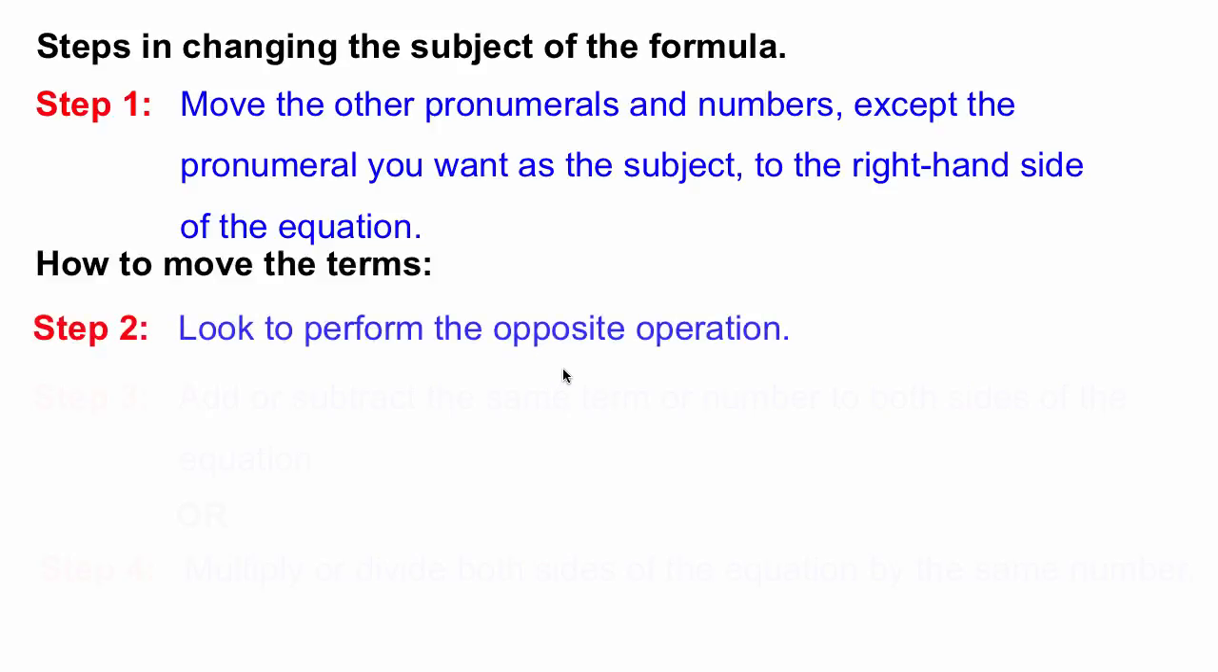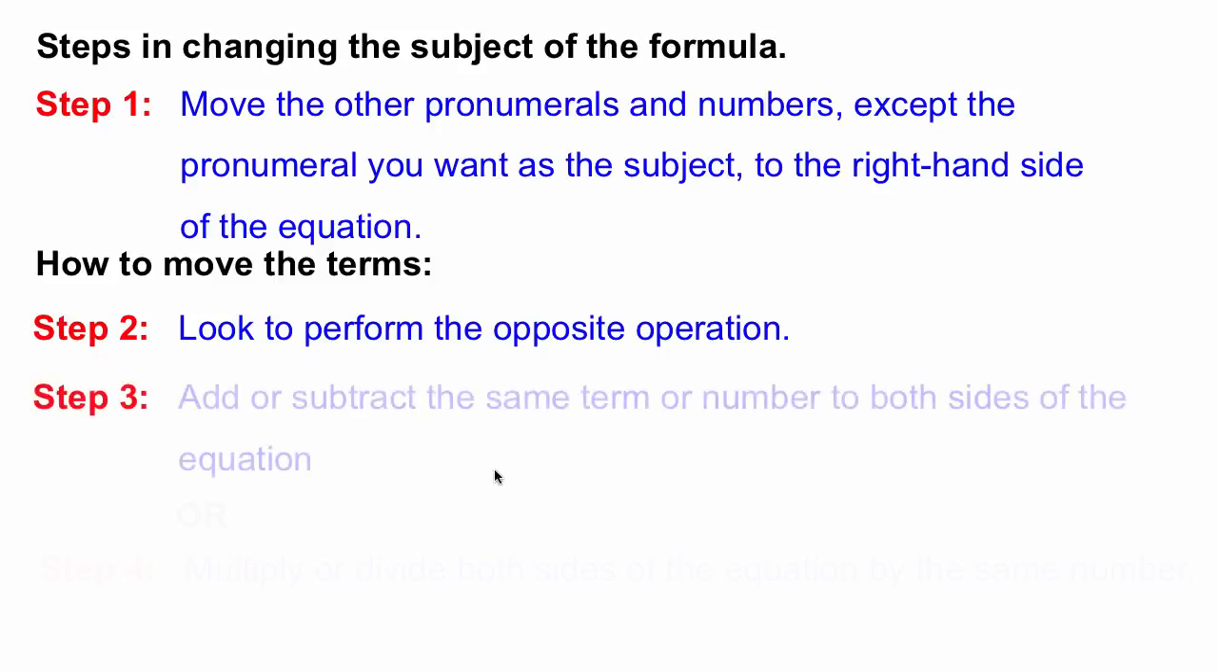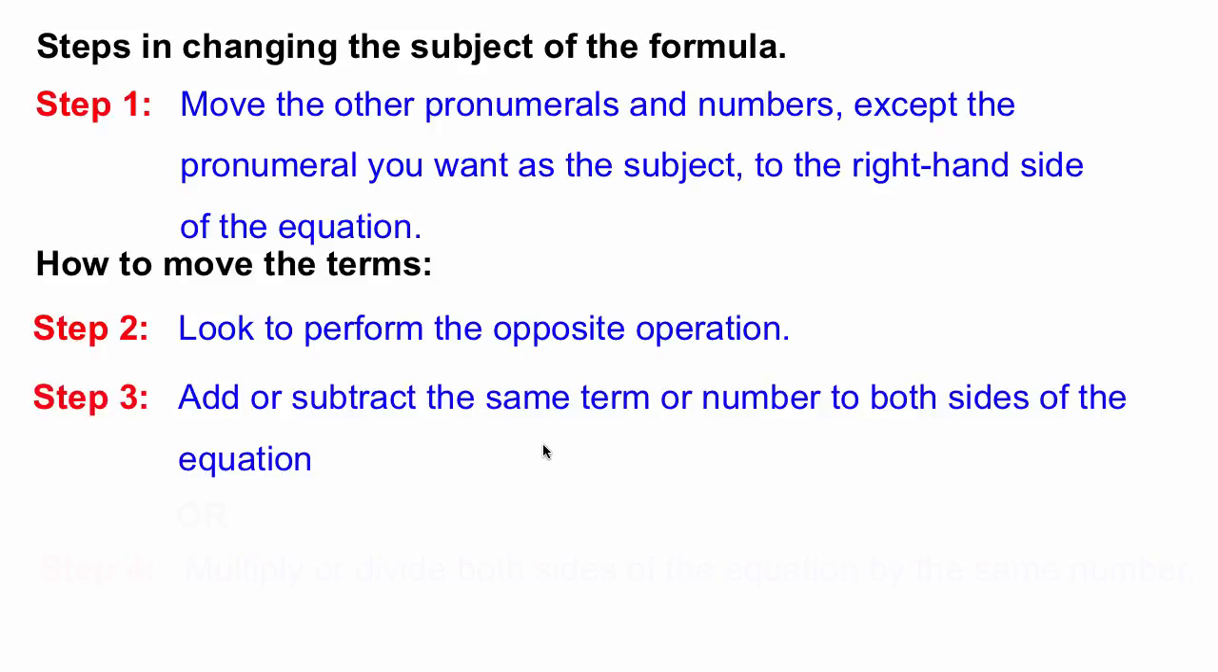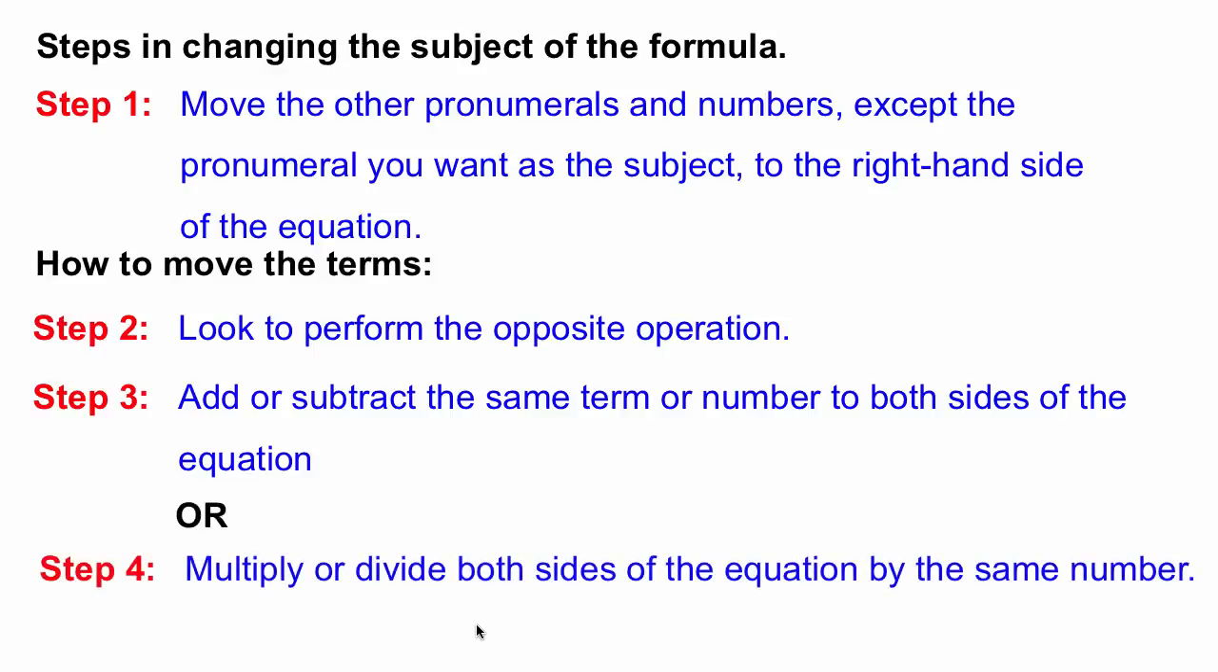We look to perform what we call the opposite operation, and what this means is that we add or subtract the same term or number to both sides of the equation, just like we would do when we're solving an equation. Or, if we're not going to add or subtract, we may need to multiply or divide both sides of the equation by the same number. Now, these steps are common when it comes to solving equations. So what we're going to do is look at how these apply to certain key examples.